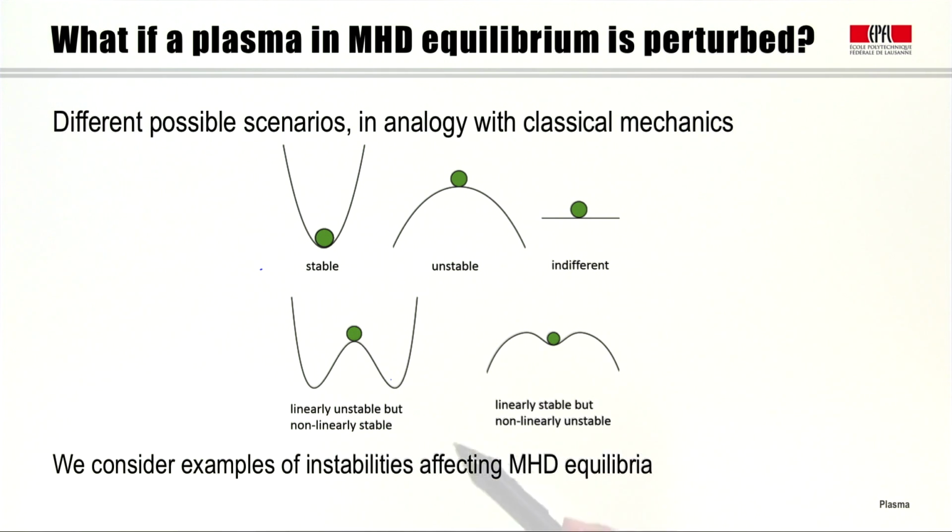The final case here is the opposite of our previous case. The system is in initial condition of equilibrium, at the bottom of a potential well, but if we move it, it may go up to the top of the hill, then potential energy decreases by rolling down the hill. So this system is linearly stable, but non-linearly unstable. We will consider examples of instability affecting the MHD equilibrium, and therefore we will basically work on the situation of unstable equilibrium.